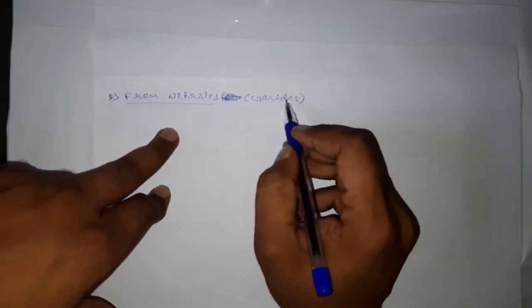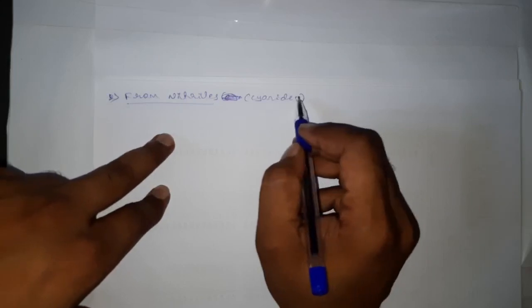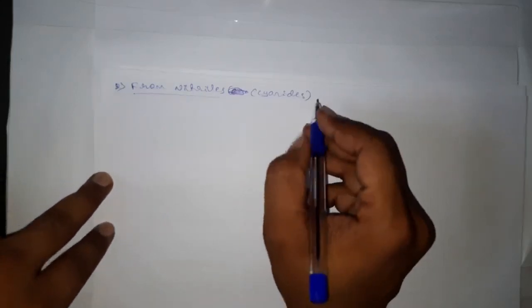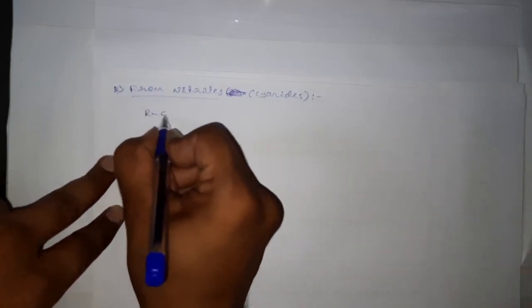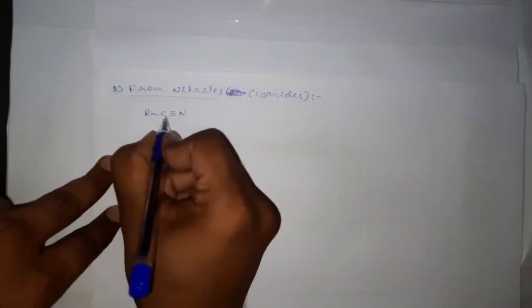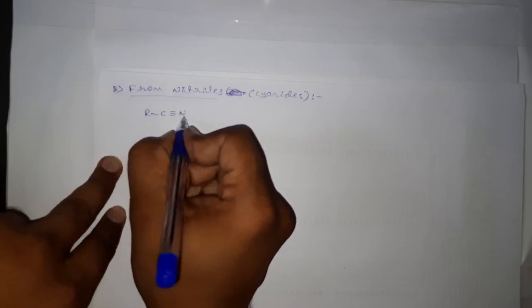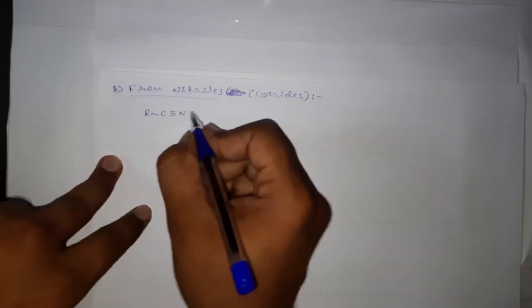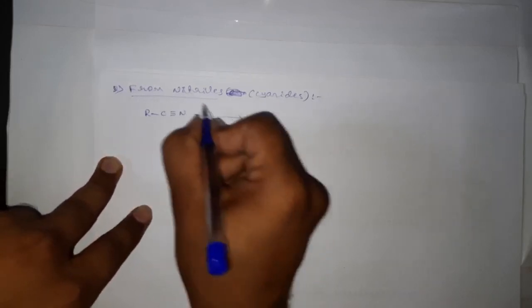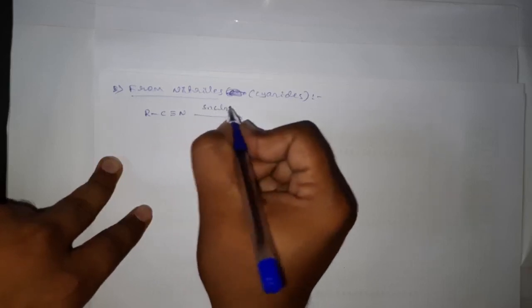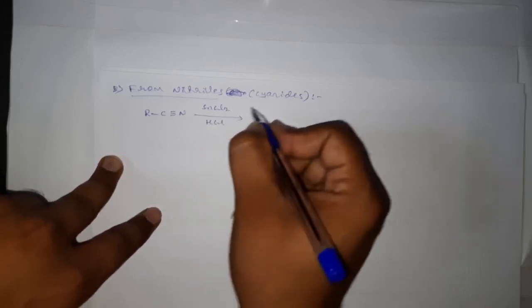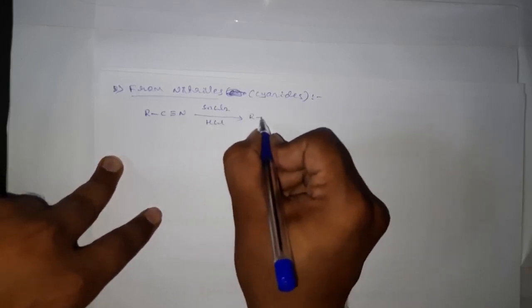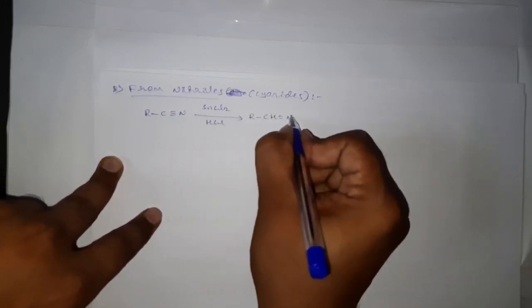These nitriles are also called what? Cyanides. Correct? Cyanides. Nitriles have the general formula R C triple bond N. When these nitriles are treated with stannous chloride, SnCl2, in presence of HCl, we will get RCH double bond NH.